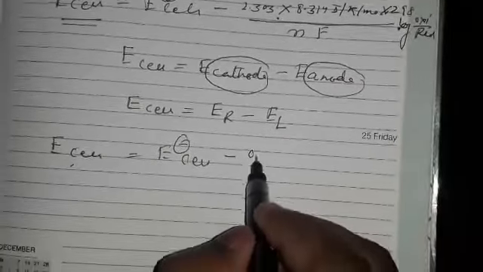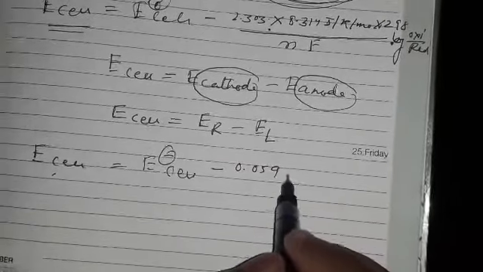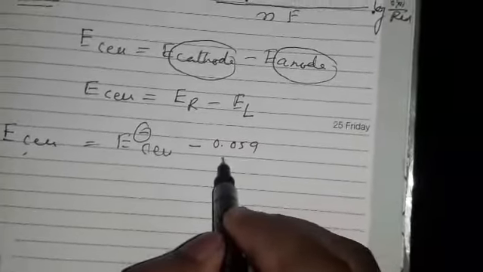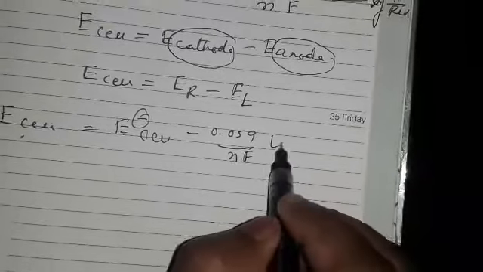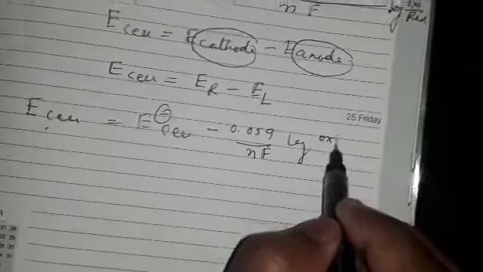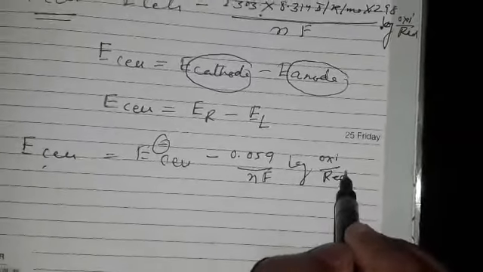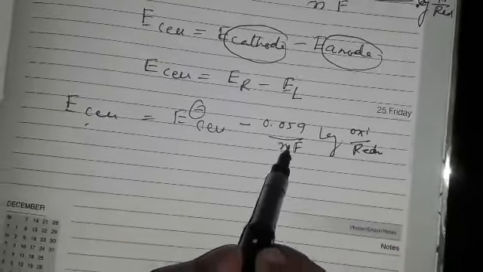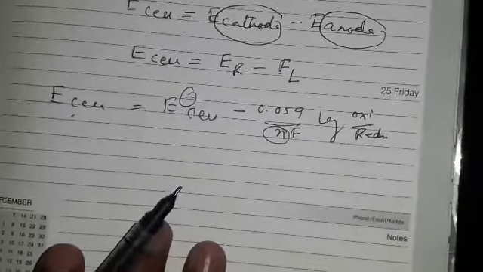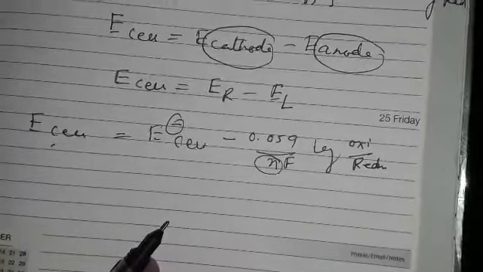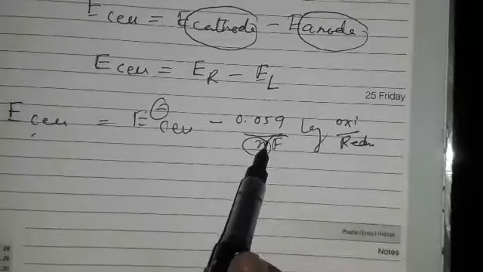I will explain log oxidation by reduction. You will multiply 0.059 by n F log oxidation state by reduction state. So nF, what is the n? n is the number of electrons gained and lost. F is Faraday's value.